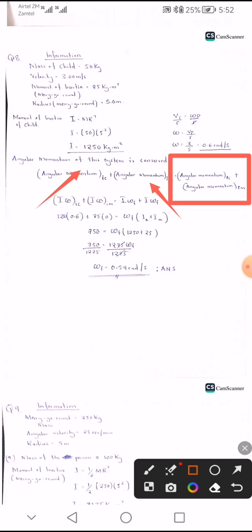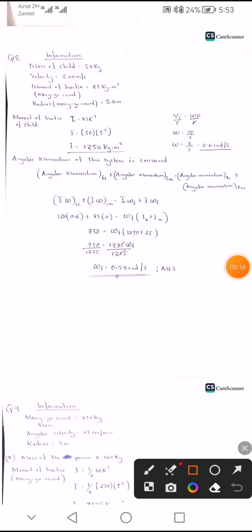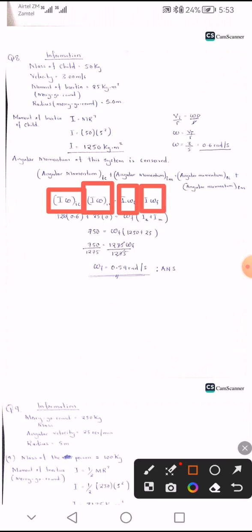That's why you can see F there for final, C for child, angular momentum, plus angular momentum final for the merry-go-round, like that. And then the formula for getting the angular momentum is the product of moment of inertia and angular velocity. So that's what you're looking at here. That's this. That's for the child initially. This is for the merry-go-round initially. This will be for the child finally, and this will be for the merry-go-round finally.